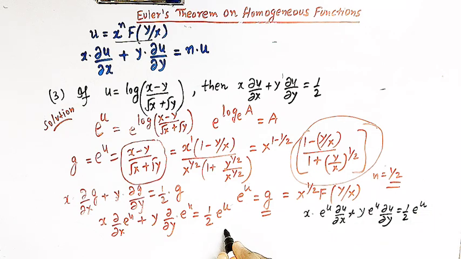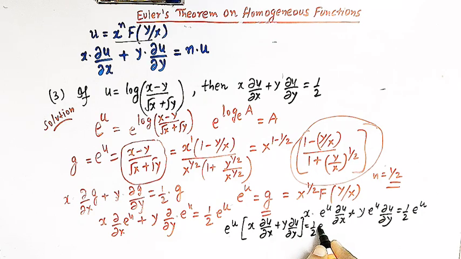Let us take e raised to u common. So we have x times del u over del x plus y times del u over del y is equal to half e raised to u. Now this e raised to u and e raised to u get cancelled, and we get this desired result, that is x del u over del x plus y del u over del y is equal to half.